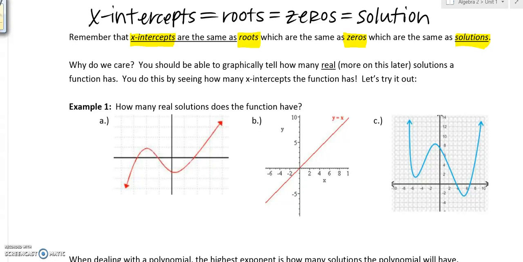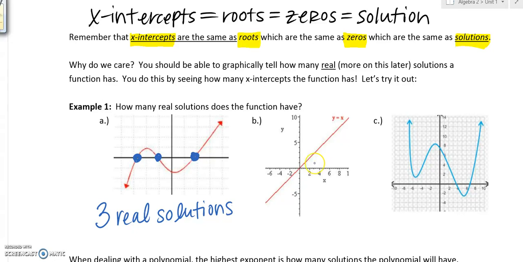Okay, so go ahead and get that in and make sure you understand that those all mean the same thing. Okay, example 1. How many real solutions does the graph have? Real solutions, those are just x-intercepts. If we're looking for x-intercepts, we're just looking for spots where they cross the x-axis. So I went ahead and put 3 blue dots in there where my graph, my red curve, is crossing the x-axis. If I count those up, I have 3, and that's what we're going to call 3 real solutions, or 3 x-intercepts, or 3 roots.